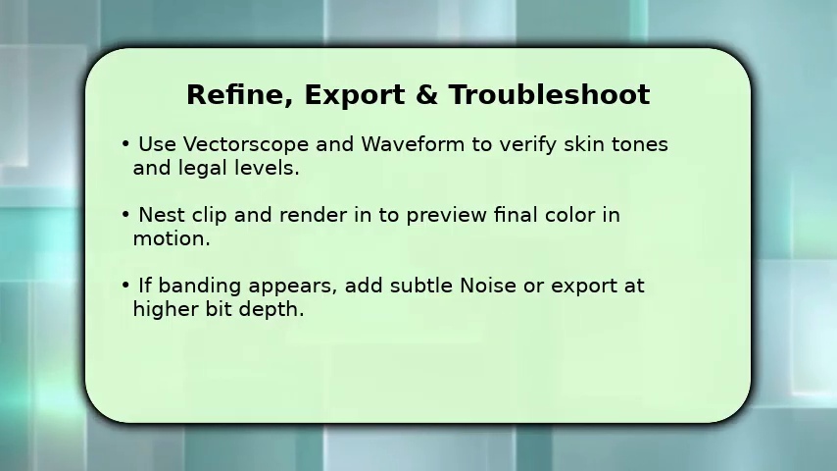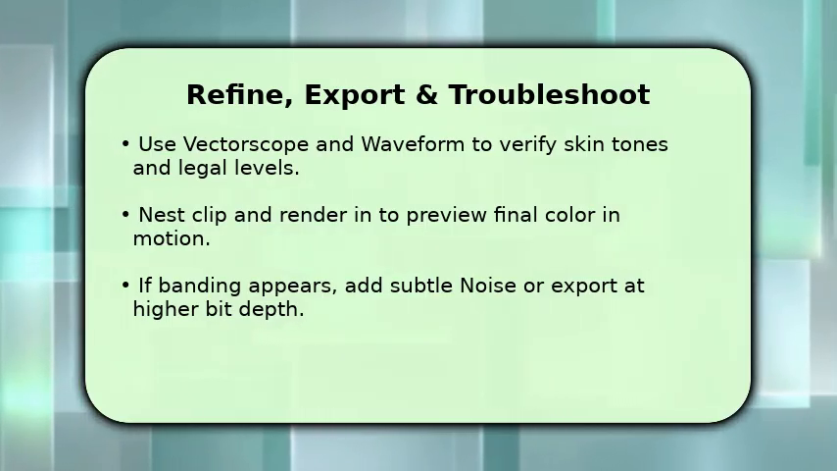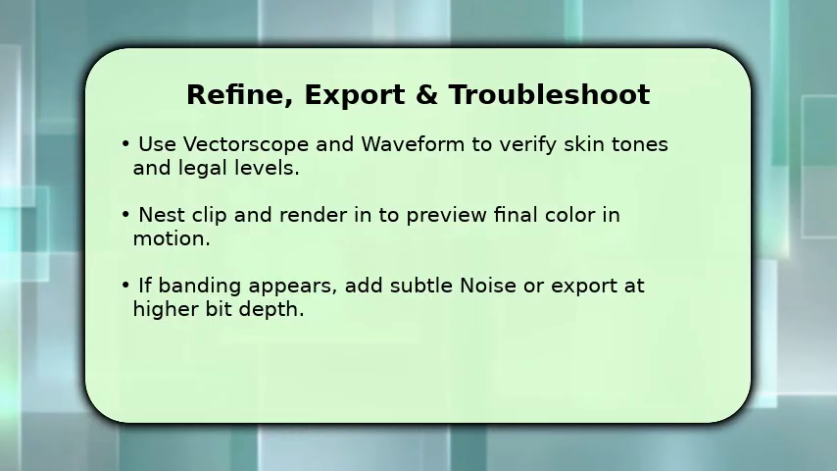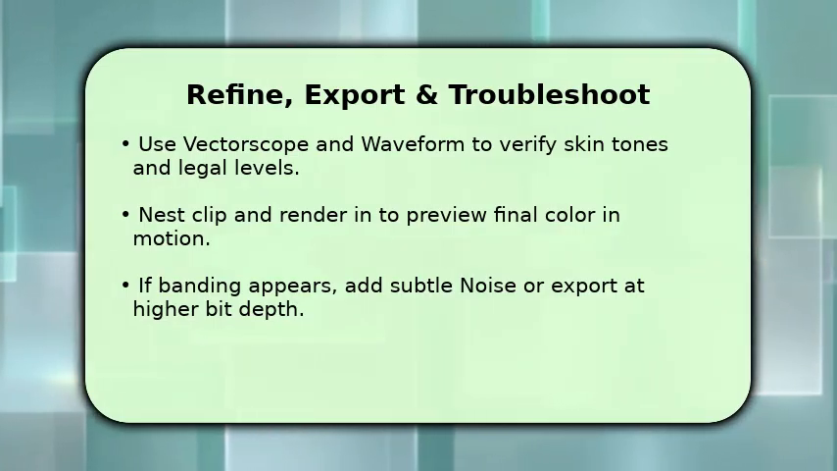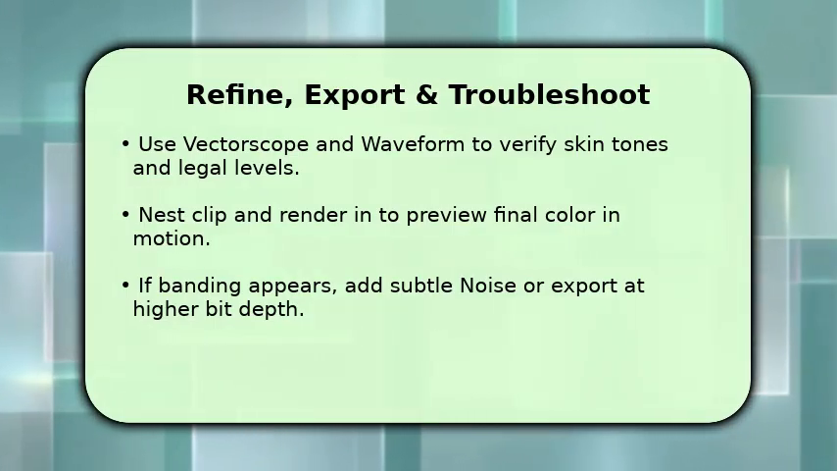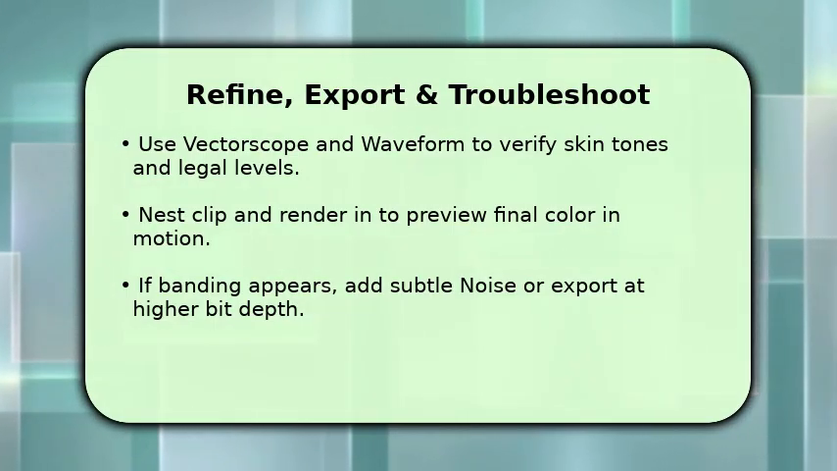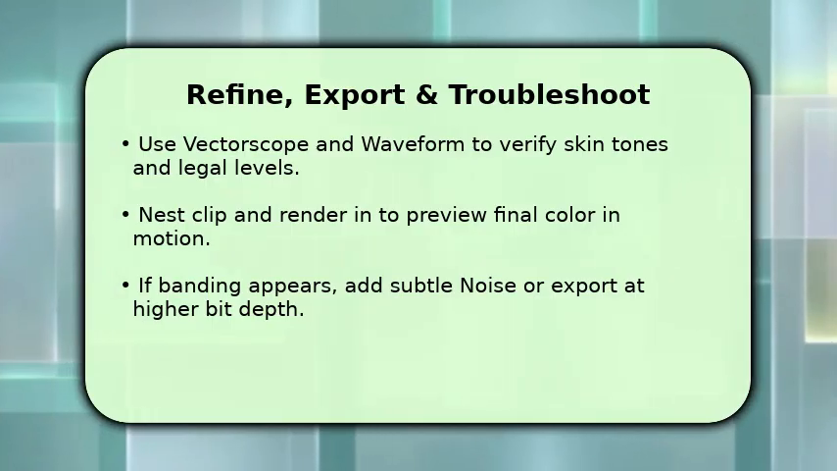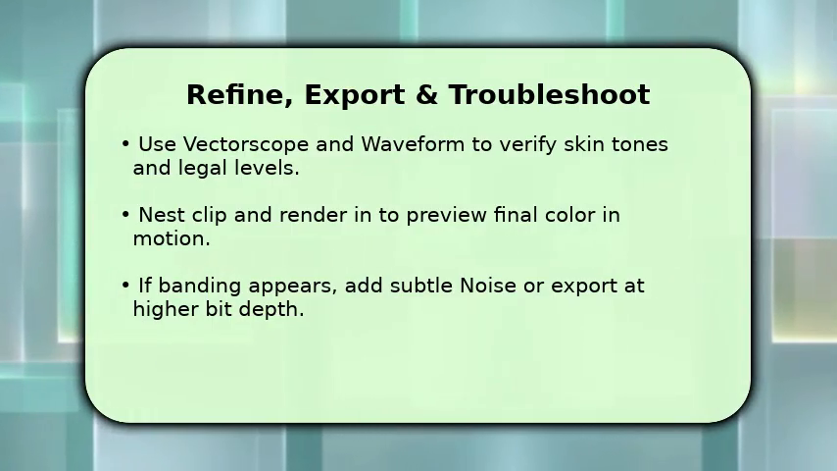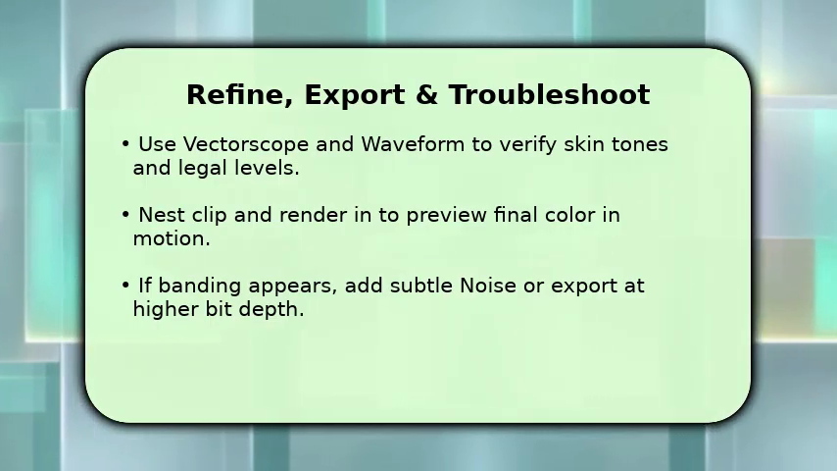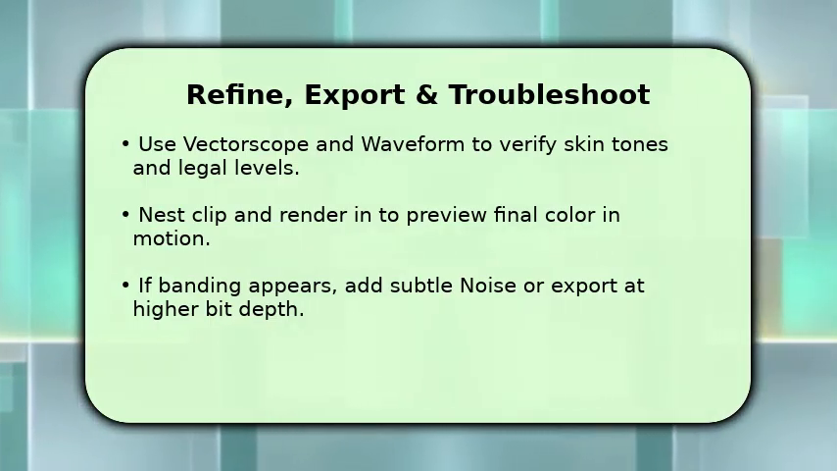Nest the clip and render in for smooth playback, then export using a high bitrate or 10-bit codec to preserve gradients. If you see banding, add a tiny amount of noise or export at higher bit depth. If colors look off on other devices, test on a calibrated monitor. One key tip: reset Lumetri clamp if extreme values clip highlights.